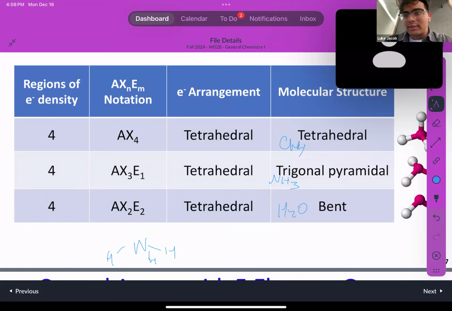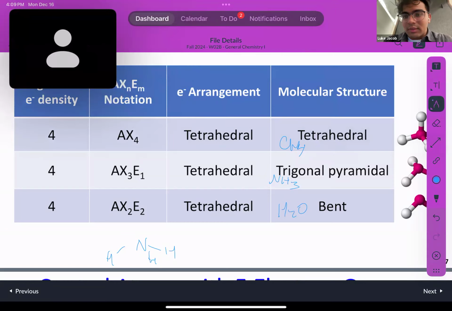I should really write better. NH3 with a lone pair, right? That's trigonal pyramidal, right? Something with H2O would be HOH with two lone pairs, right? So they have the same electron arrangement as methane, right?